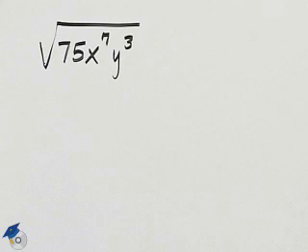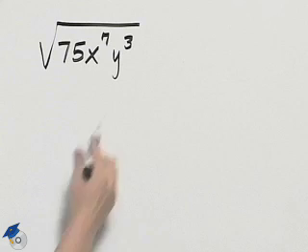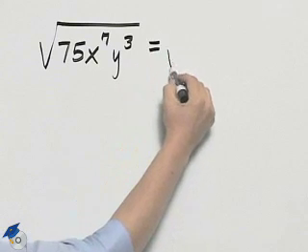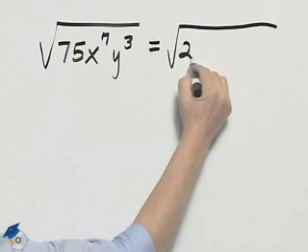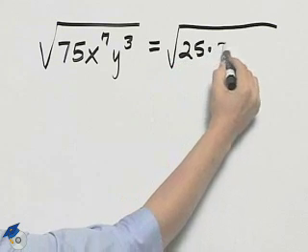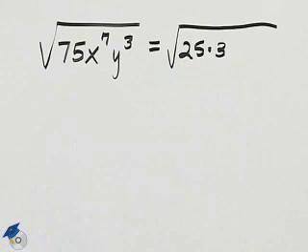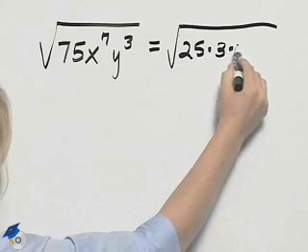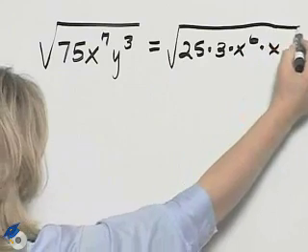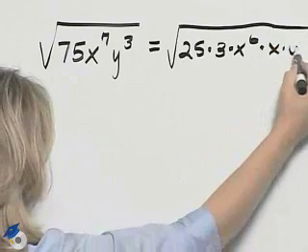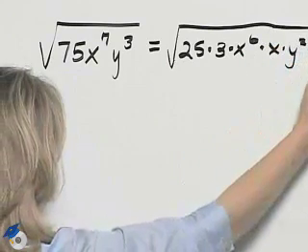The square root of 75x to the 7th y cubed is not a perfect square, so we need to factor and find our perfect squares. 75 is 25 times 3. X to the 7th we can write as x to the 6th times x, and y cubed we can write as y squared times y.